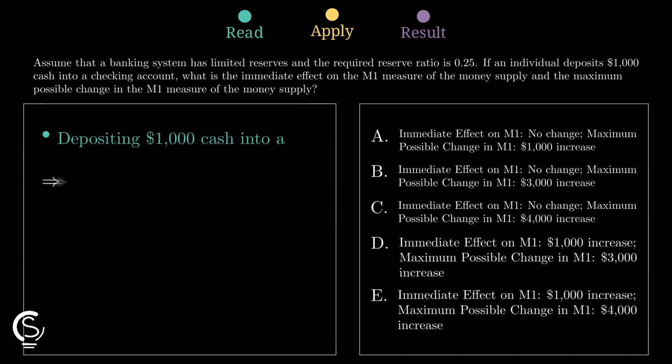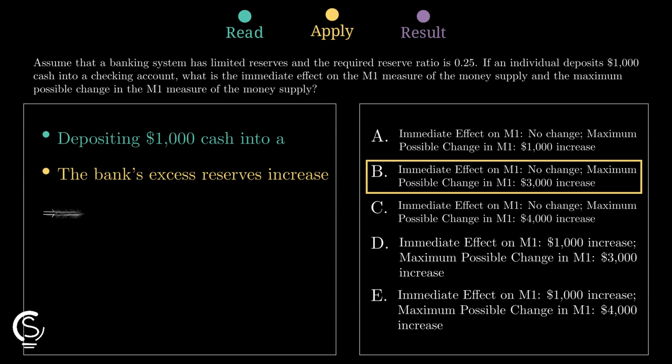With a money multiplier of 4, the total change is $3,000. Subtract the initial deposit to find the new money created by the banking system.